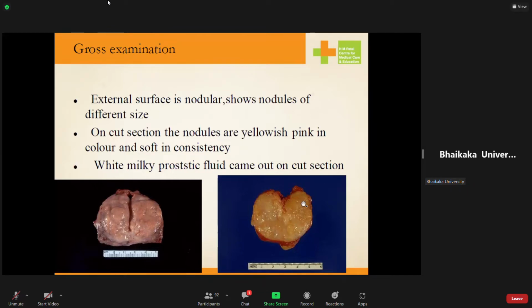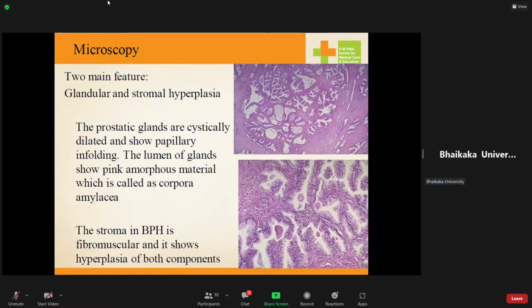And on microscopic examination, mainly two features are seen. Here you can see glandular hyperplasia, and beneath that, in between, there is stromal hyperplasia. Now, what is seen in the glandular hyperplasia? The glands show papillary infoldings. Here, papillary infoldings you can easily demonstrate.